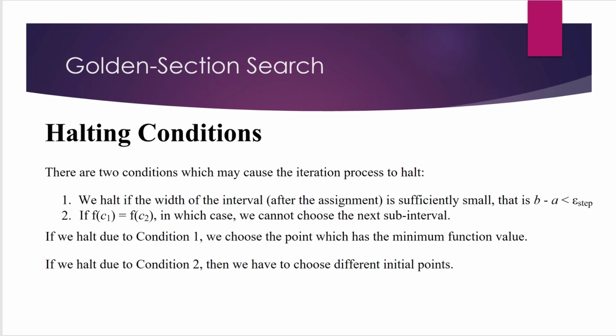If we halt due to condition 1, we choose the point which has the minimum function value. So we compare the function values at A, B, C1, and C2 to see which one gives the minimum, and then we use that point as the minimum. Second, if we halt due to condition 2, then we have to choose different initial points.